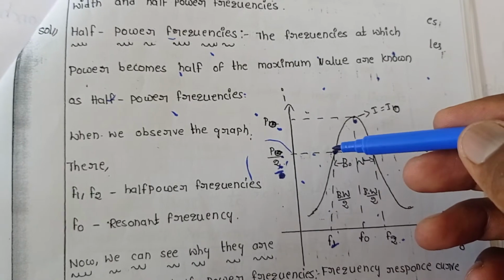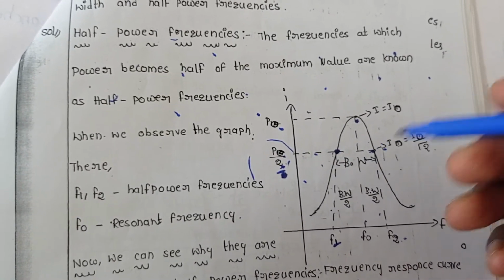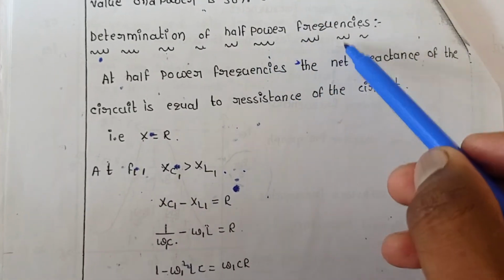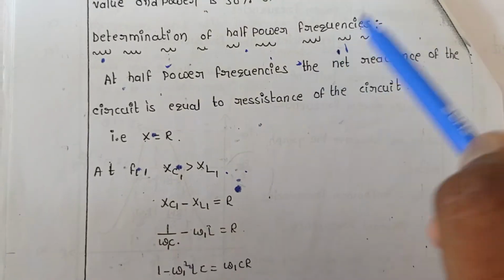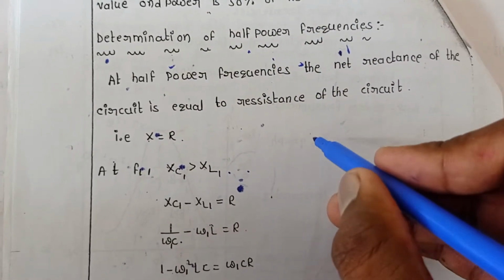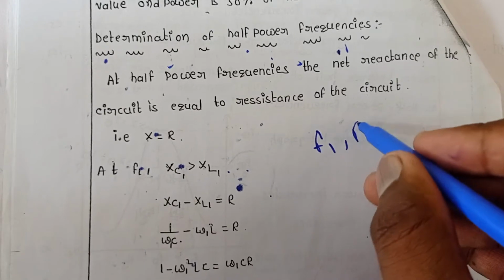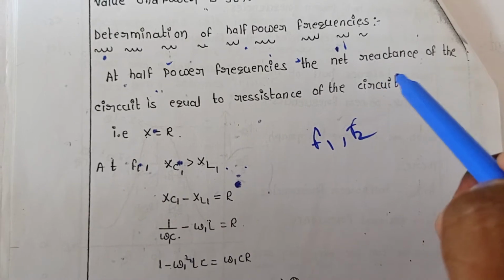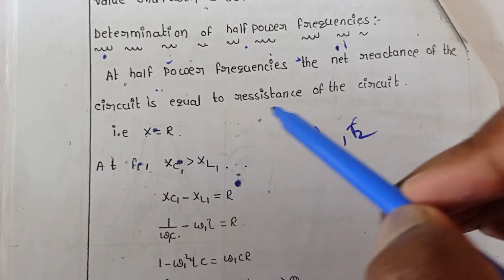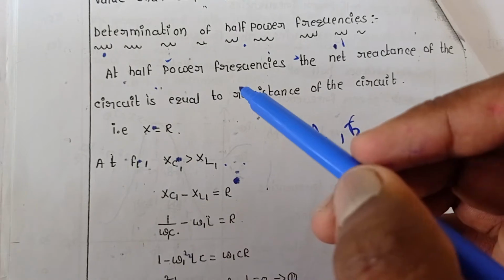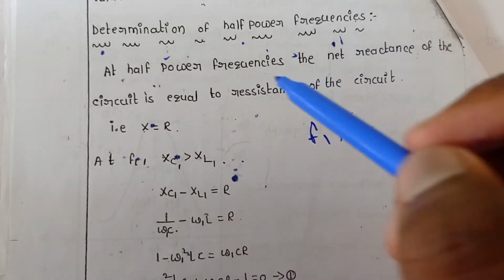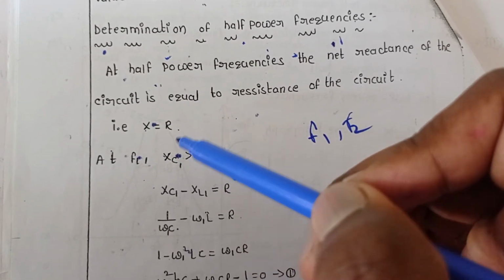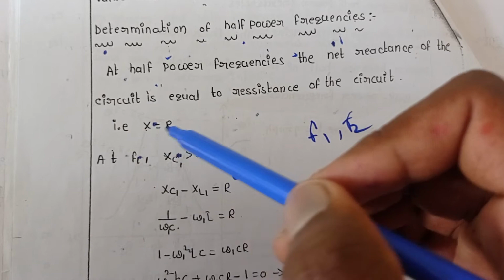Now let's see how to find the half power frequencies, the determination of half power frequencies. We know we have two half power frequencies, one is F1 and the other is F2. At a half power frequency, the net reactance of the circuit is equal to the resistance of the circuit. Reactance is denoted by X and resistance is denoted by R. At half power frequencies, reactance equals resistance.